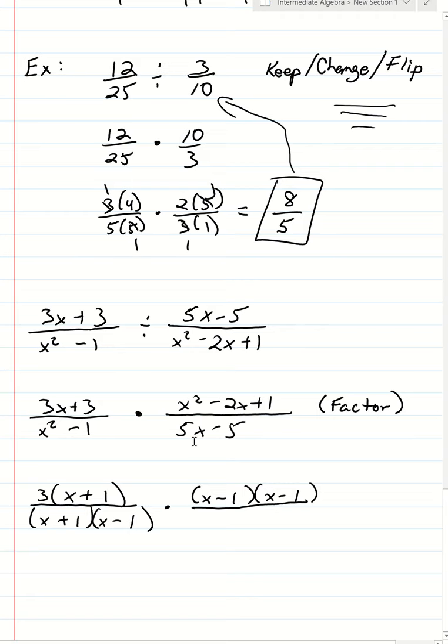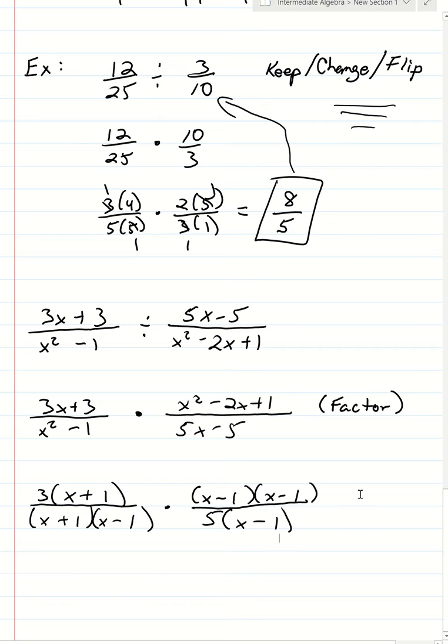The second denominator only has a common factor of 5. And after we factor out the 5, we are left with an x minus 1. This is probably a very important step. Okay, lots of factoring going on here, an essential skill.